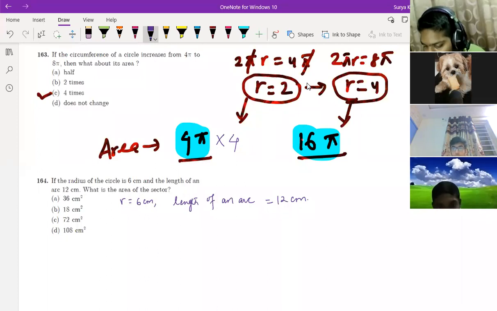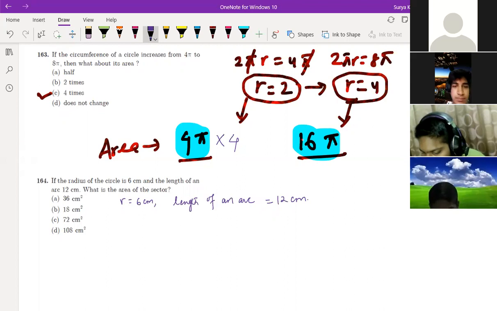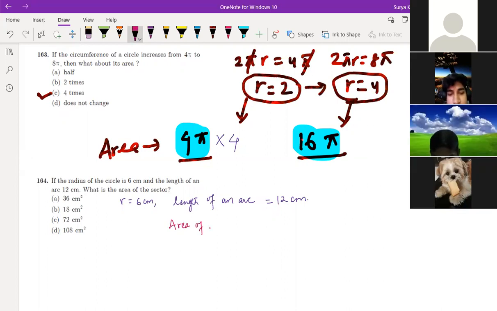Rasul, you are getting this answer, Rasul? Sir, area of sector is equal to length of the arc into radius by 2. Tell me one second, what are you saying? Let me write. Area of sector is equal to length of the arc into radius by 2. Where did you get this formula?